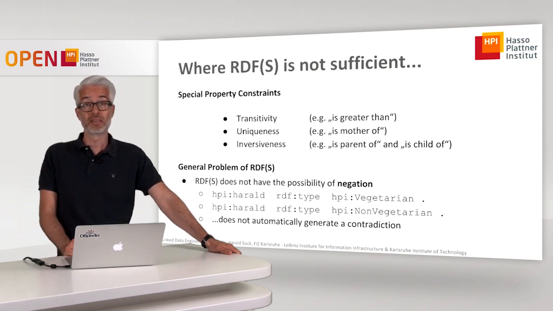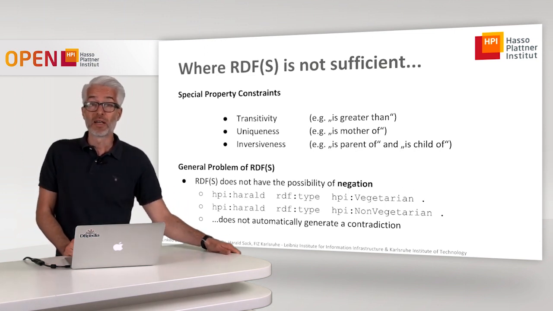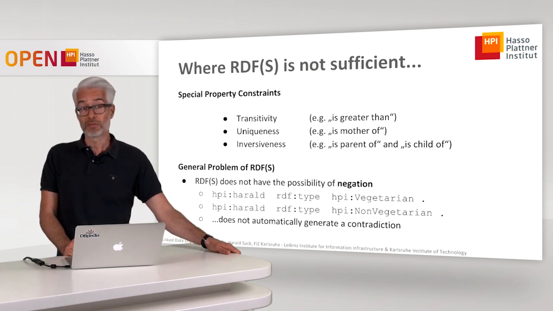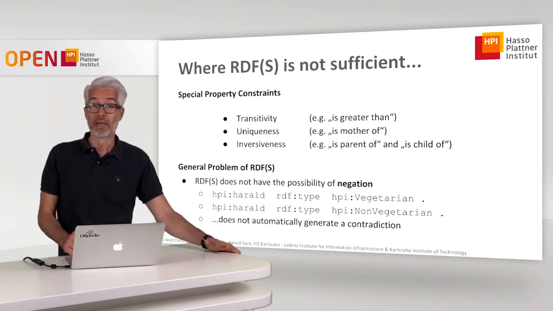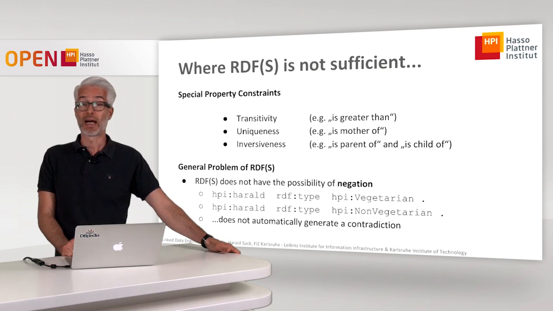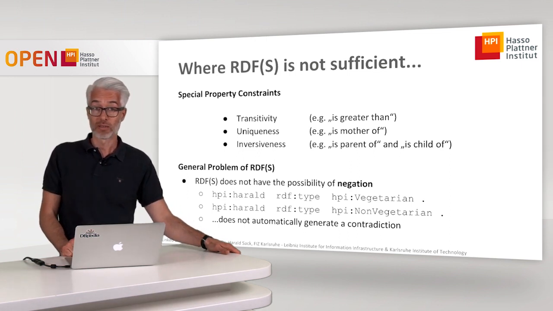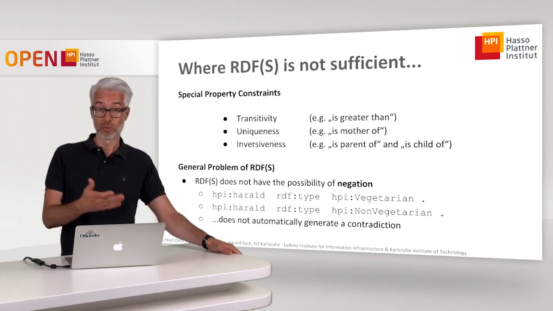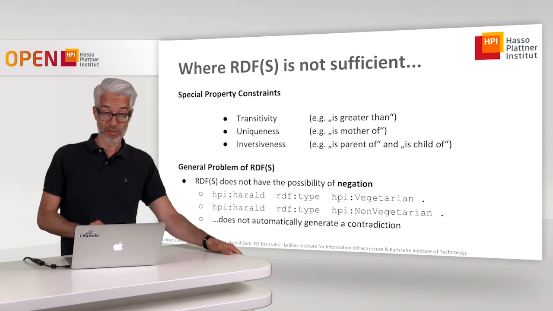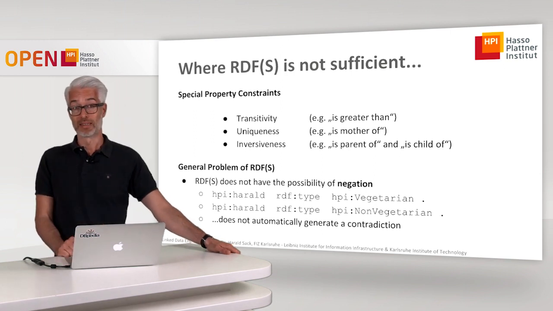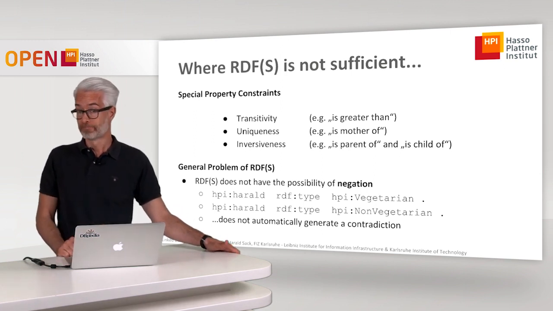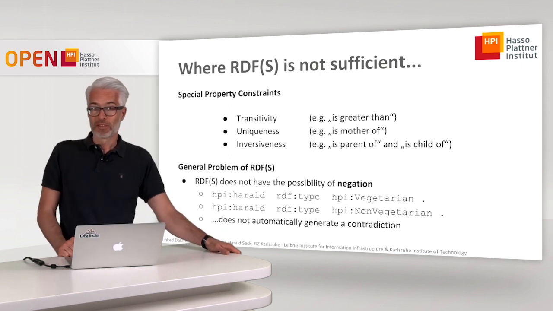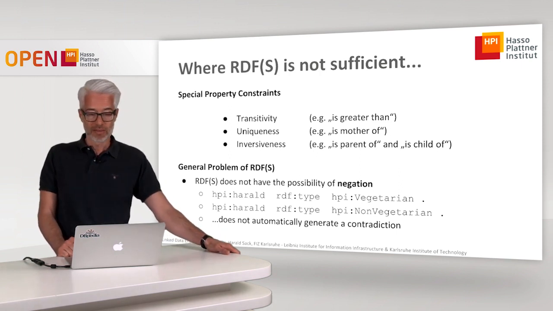And an even more severe problem, the general problem of RDFS, is that RDFS does not have the possibility of negation. If I define the two RDF triples that state that I am of type vegetarian and I am of type non-vegetarian, this does not automatically generate a contradiction, simply because also of the open world assumption, and we do not have the possibility here in RDFS to express that something is a negation of another thing. Both things hold at the same time, so this does not automatically generate a contradiction.